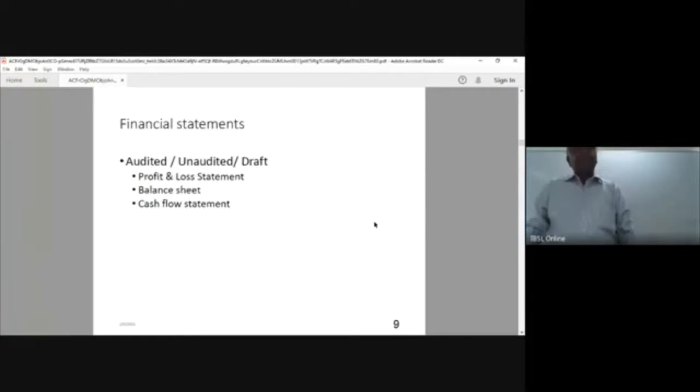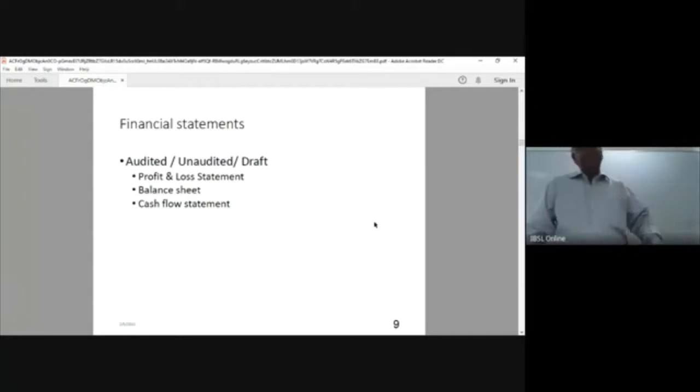Then the financial statement. It can be audited, unaudited or draft. Financial statements, as you all know or may learn later, include the profit and loss statement, P&L, the balance sheet, and the cash flow statement. Together we call them the financial statement. If it is an operating company, we generally tell them to bring the last 3 years' financial statements.